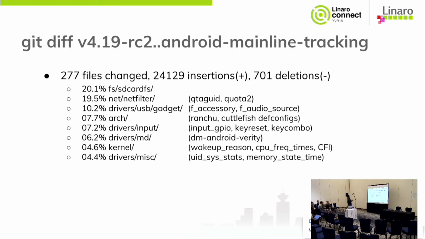This is the stat on 4.19 and the current mainline tracking tree. If you compare it with the earlier versions, you can see a big difference in the delta, which I'll talk about in the next slides. Just a brief description here: SDCardFS is now the biggest chunk of code which we are carrying. A lot has been dropped from netfilter, but it is still one of the bigger chunks. Then the usual suspects, USB gadgets, input drivers and other things.